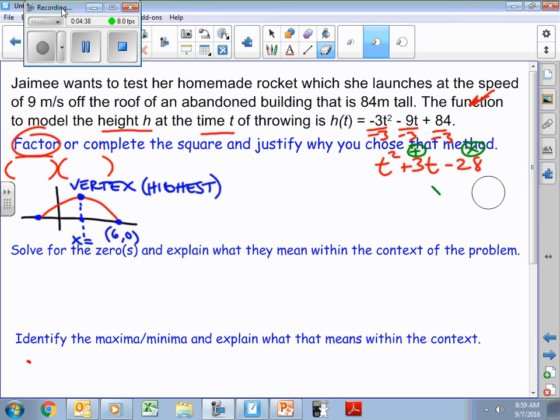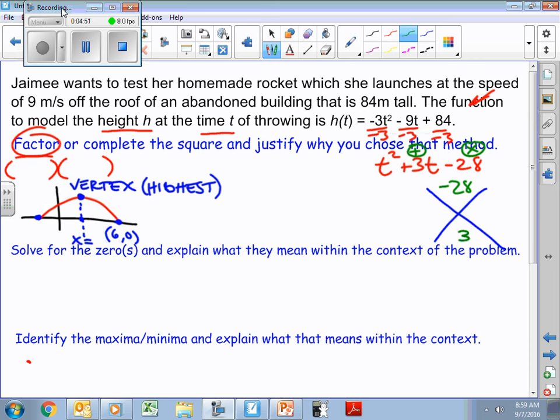You want to erase for me? All right. You are right, though. What are two numbers that when you multiply them give you a negative 28, but when you add them give you a positive 3? And just like he said, 4 times 7 will give you 28.